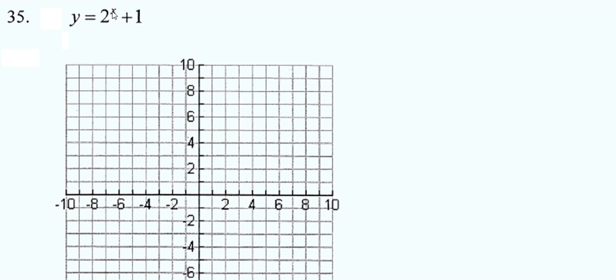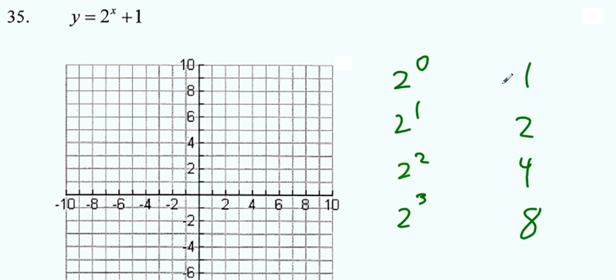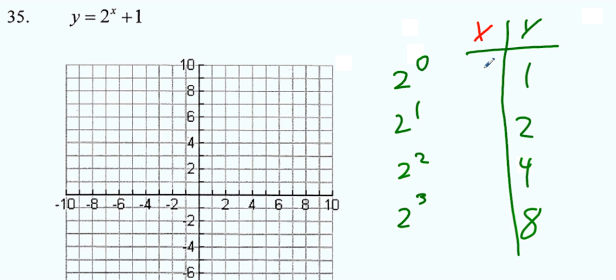For the graph of an exponential, you also start with the powers of whatever the base is. So the base is 2, so we're going to start with 2 to the 0, 2 to the first, 2 to the second, and 2 to the third. Those answers are 1, 2, 4, and 8. But this time, unlike logs, the answers are your y values. And the exponent is your x value. That's the parent function.